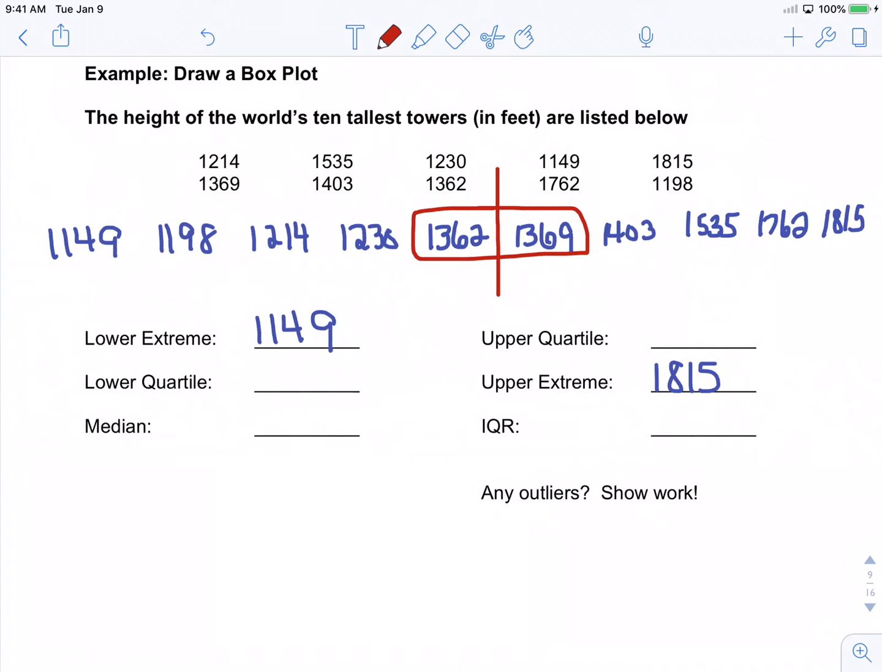And then after you have that, we're going to find the median of the lower half and the median of the upper half. So see if you can list that information. Now that I have that median listed, try and find the lower quartile and the upper quartile.